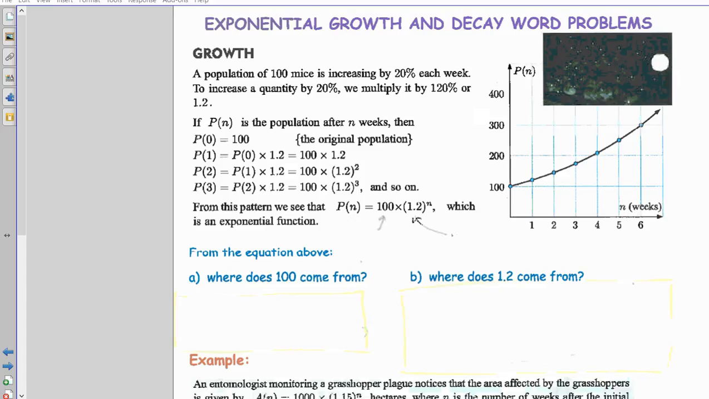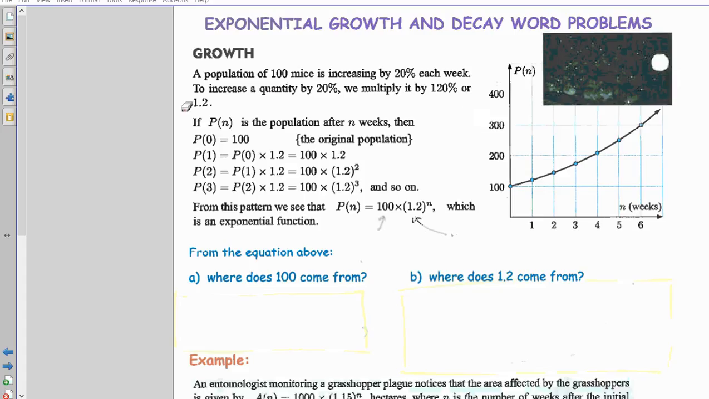Right here we've got exponential growth and decay word problems. Growth means it goes up like this, decay means it goes down like that. So we're just applying it now. A population of 100 mice is increasing by 20% each week. To increase the quantity by 20%, we multiply it by 120% or 1.2.